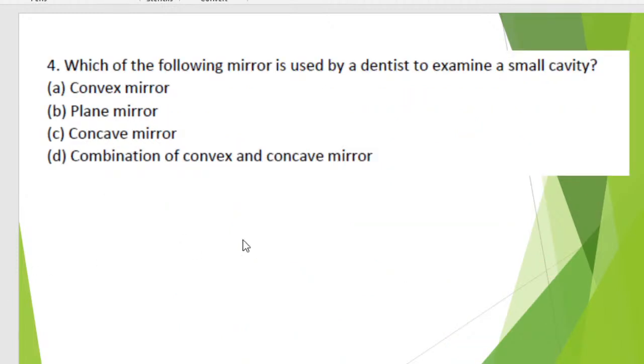Now, let us discuss this problem. Which of the following mirrors is used by a dentist to examine a small cavity? Concave mirror, convex mirror, plane mirror, or a combination of concave and convex. I think you will not require much time to solve it, but anyway, go through it properly and write the answer.